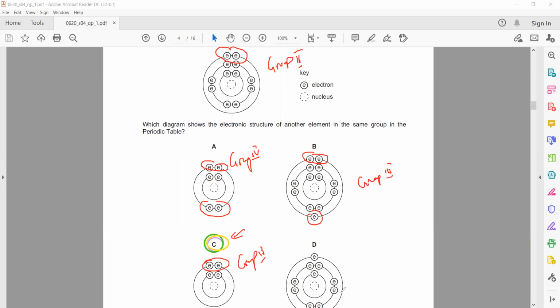What about D? When you check, it has only 1 electron, so it will be group 1. So the question was which element belongs to the same group. If an element belongs to the same group, they will have the same number of electrons in the valence or the last shell.